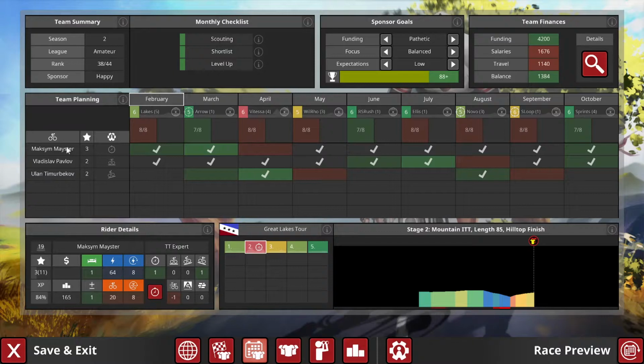minor fitness peak ahead of the major one for the time trial, and he's also close to leveling up, so let's see whether we can maybe have a level 4 contender for the time trial. But first step is a pretty long flat hilly stage in the Great Lakes.